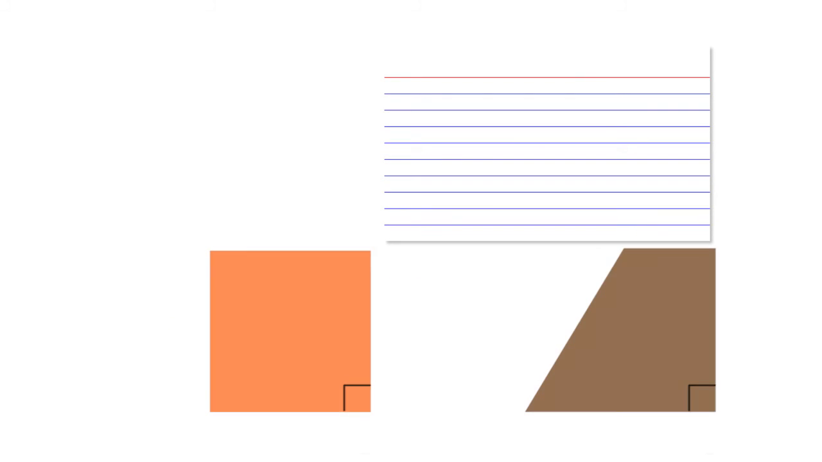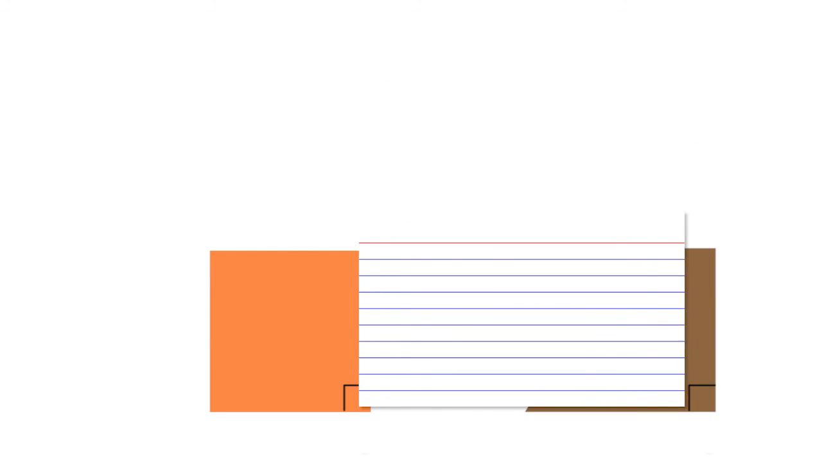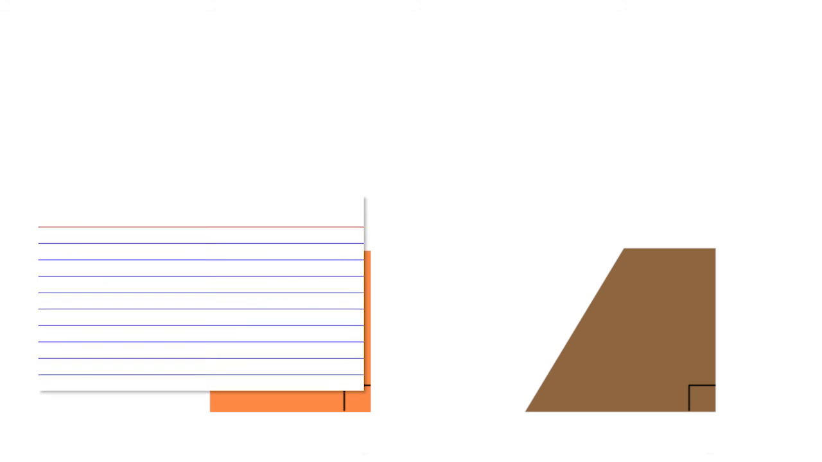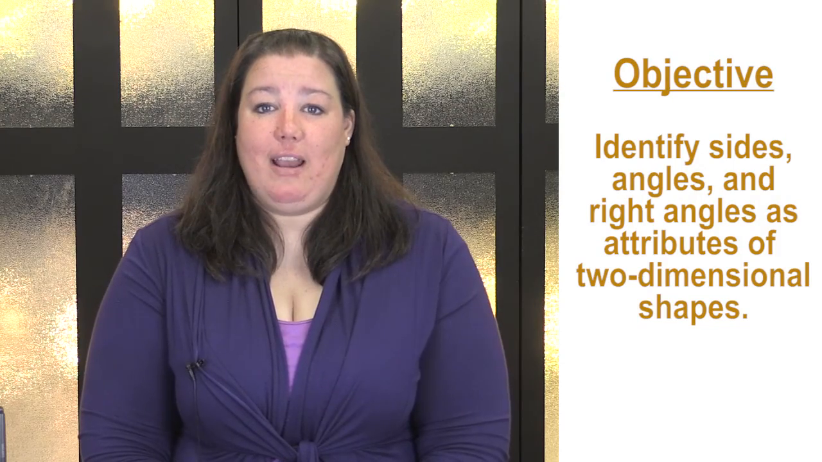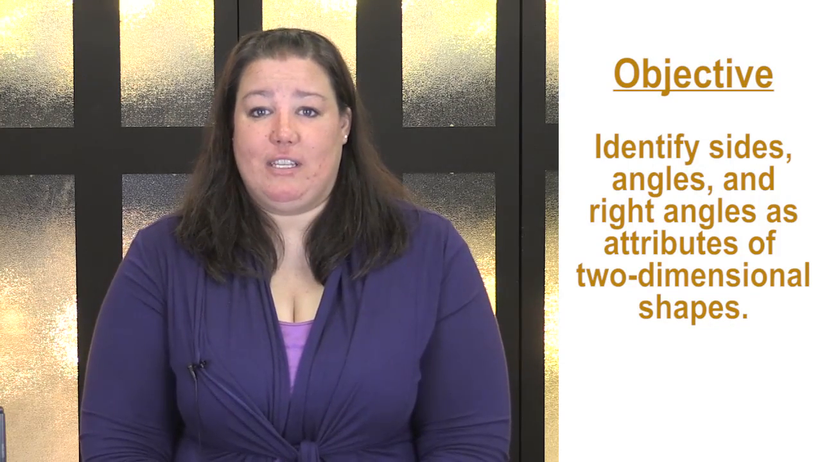An activity you can do at home is to look for objects like the index card that can be used to identify right angles. Today we identified sides, angles, and right angles as attributes of various shapes.